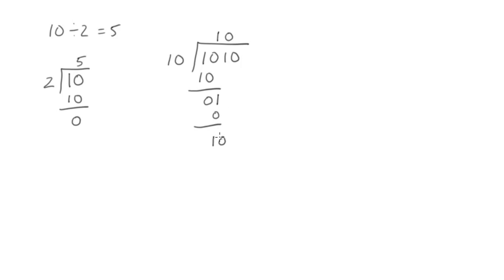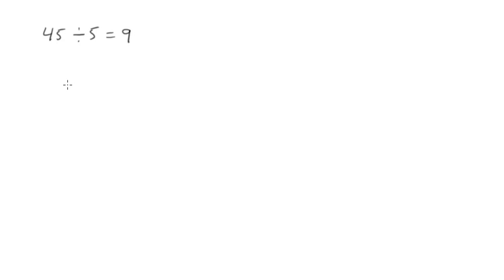Bring down the 0. 2 goes into 2 one time. 1 times 2 is 2. 2 minus 2 is 0. So 2 goes into 10 5 times with no remainder. How about 45 divided by 5? We know that equals 9.